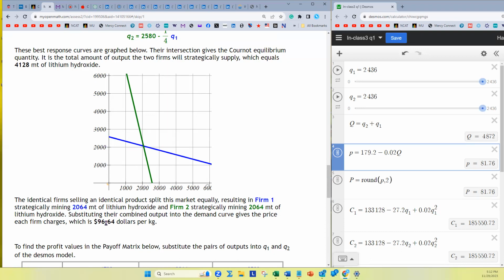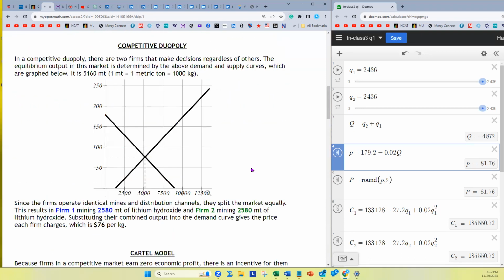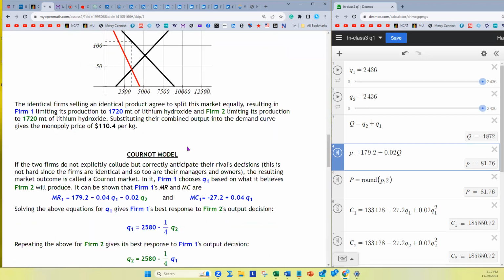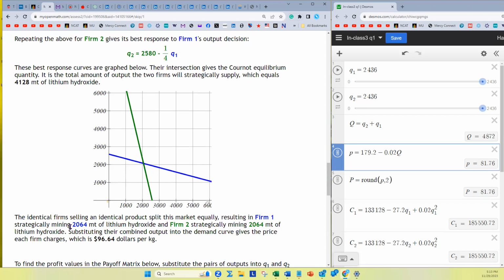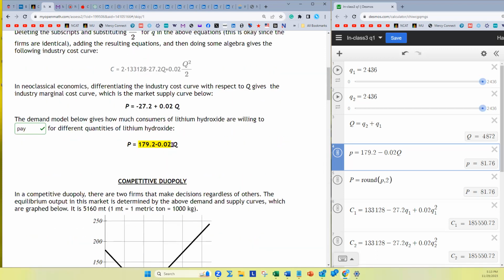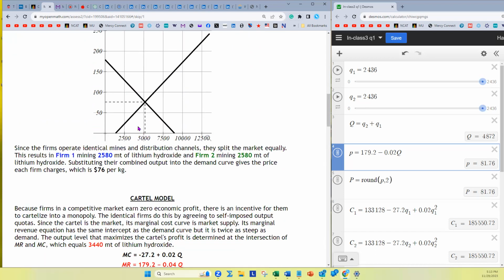Now, how did I get the price here? I got the price by adding these two together, right? By adding these two together, I can plug them into the demand curve up here. When you add those two values together, 2,064 plus 2,064, you have 4,128. When I plug 4,128 into my demand curve, I get a price. Now 4,128 is right here, right?